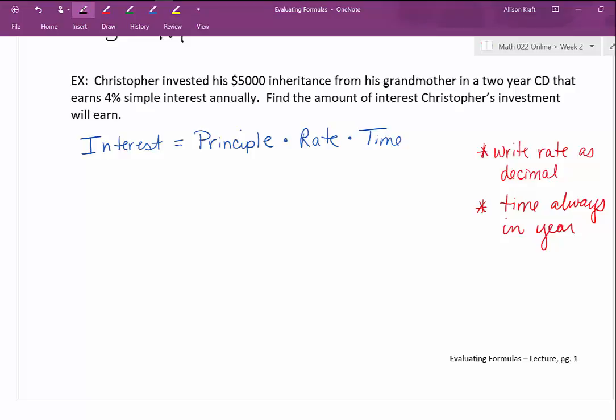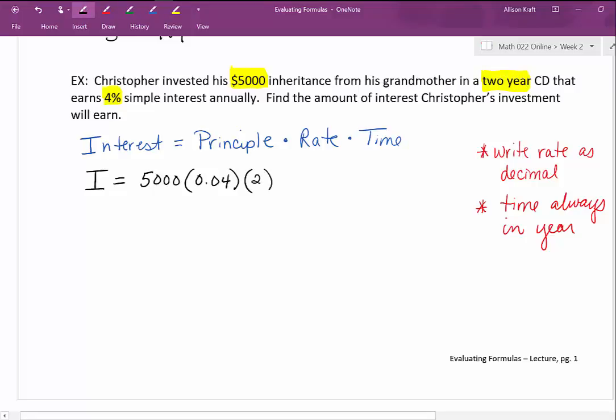All right, let's plug in and solve for interest. That's what they're asking us to find. So interest is equal to the principal. The principal amount is 5,000 times the interest rate, rewritten as a decimal. So I'm moving my decimal point 2 to the left. 0.04 times the time, 2 years.